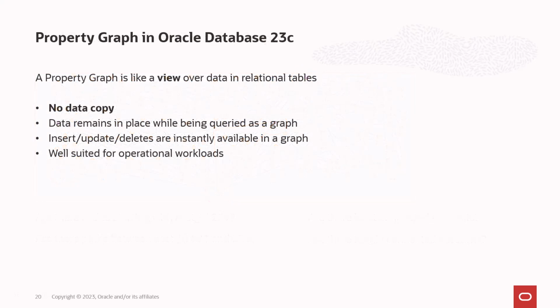So in 23c, you can create a property graph as a view over data in a relational model, and there is no need to copy data anywhere else. Defining a property graph only creates metadata like a view. Data remains in place while being queried as a graph. And so you can execute insert, update, delete, and they are instantly available in the graph. This is very well suited for operational workloads where many transactions are executed, but you can still query your graph and it's immediately reflecting these changes.